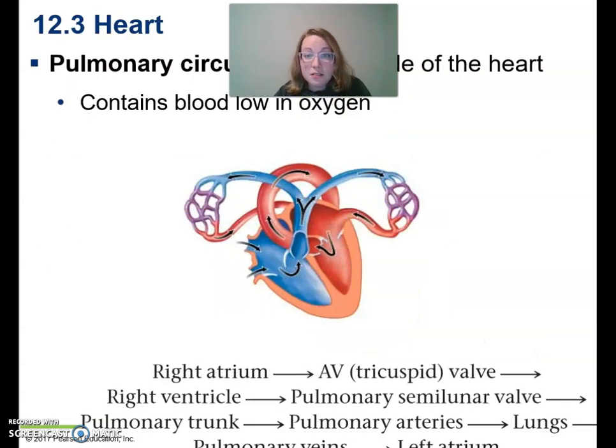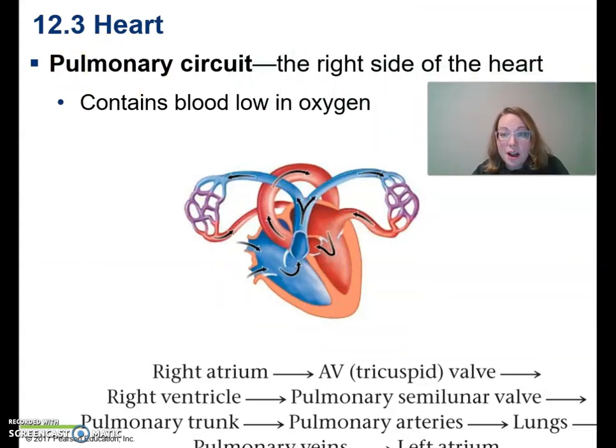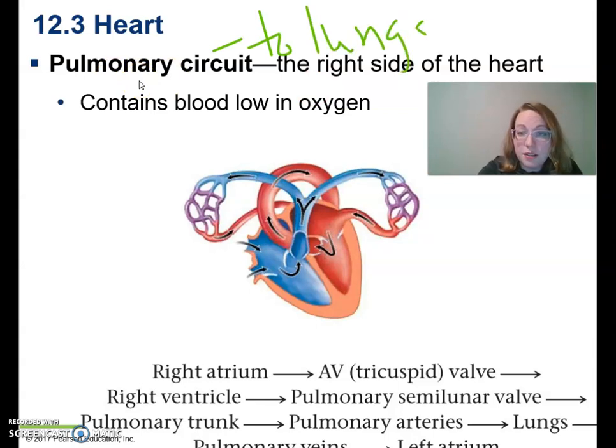So to summarize, the pulmonary circuit, I'll move myself here, is the right side of the heart going to the lungs, right? So let's trace the flow of blood. You should be able to do this. Okay, so we've got it listed below. I'll make this bigger so you can see it all.